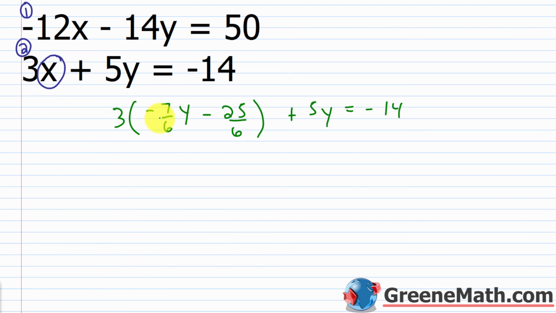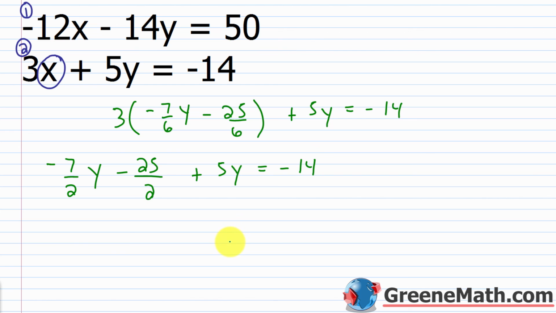3 times negative 7 over 6. 3 and 6, we think about 6 canceling with 3 and giving me 2. So this would be negative 7 over 2 times y. Then I'd have 3 times negative 25 over 6. So I know that's negative. The 6 would cancel with the 3 again, so that would be a 2 down here, and then I'd have a 25 in the numerator. Then we have plus 5y equals negative 14.